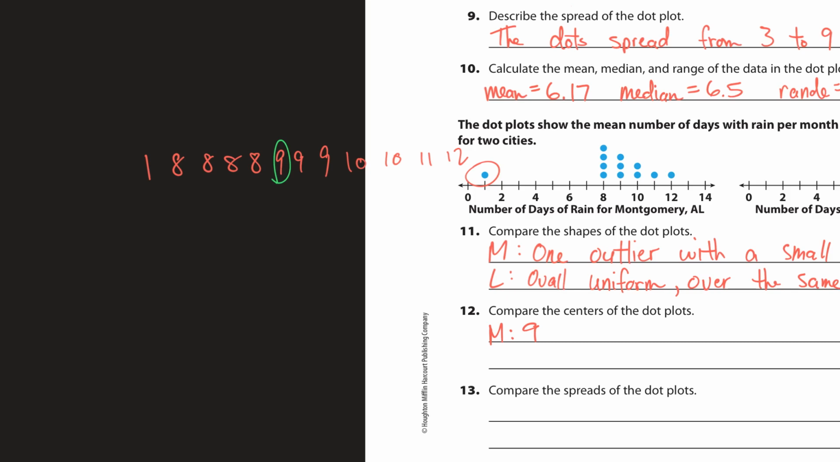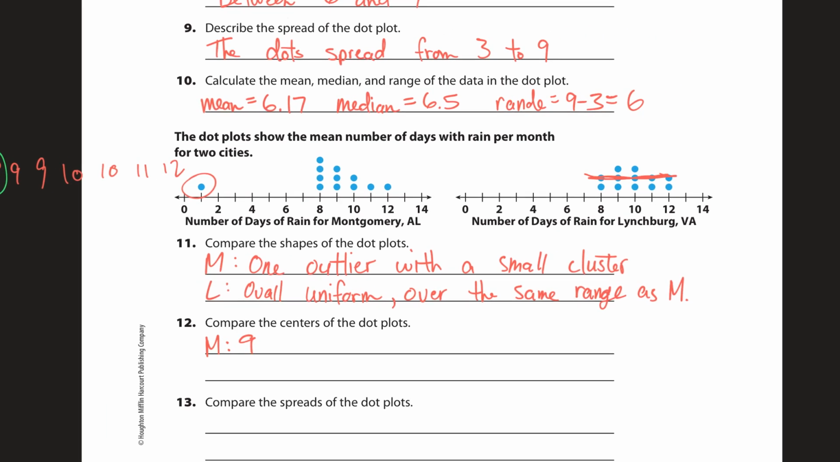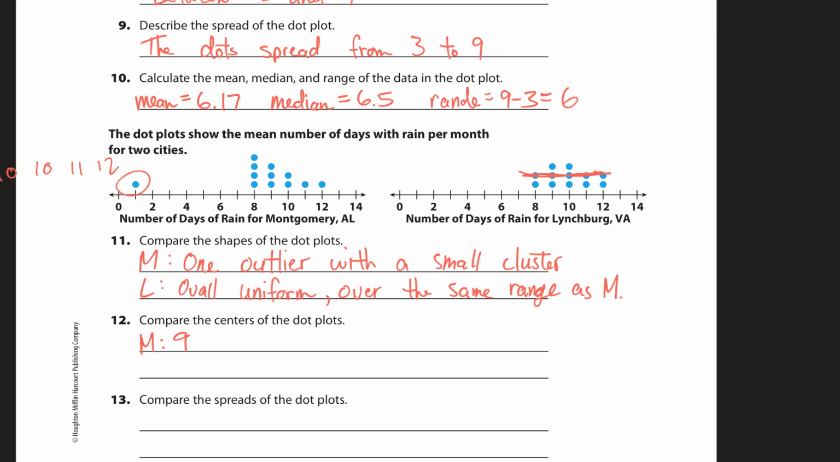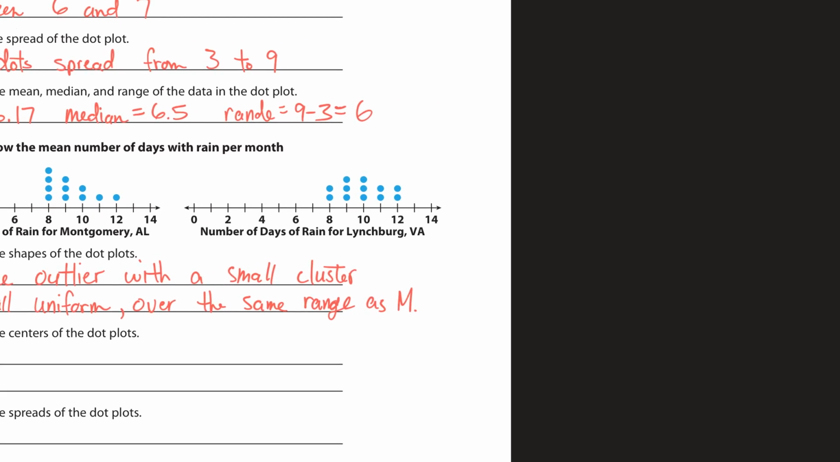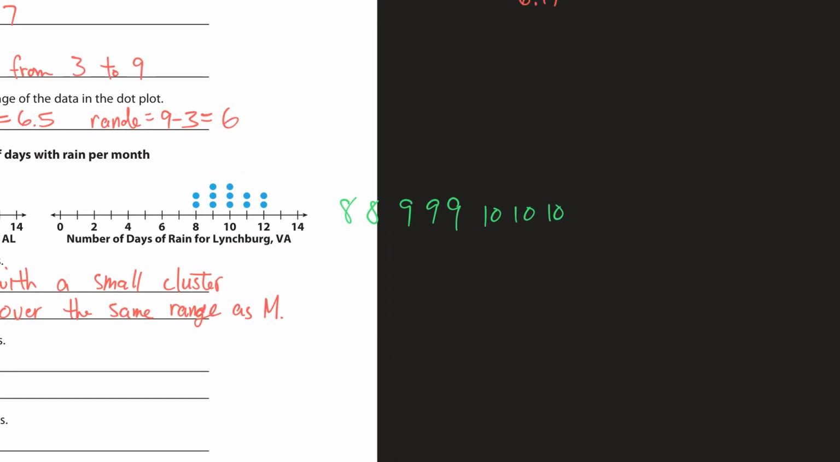Okay, so middle's 9. And then for the other one, where's the middle? Let's see. I prefer to write this out a little bit. I don't know why, I'm just used to that. So I have 8, 8, 8, 8, 9, 9, 9, 9, 9, 9, 10, 10, 10, 10, 10, 10, 11, 11, and 12, 12. So 11, 11, and 12, 12.